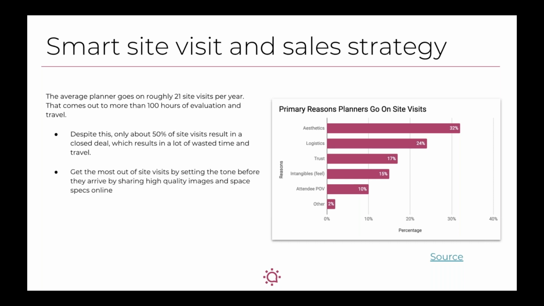We see our savviest customers get the most out of site visits by setting the tone before the planner arrives via sharing high quality images and space specs online. Like we mentioned, the presentation layer at its core is a shareable link. So having something dynamic to share with a planner before and after a site visit really helps you stand apart when your comp set is sending one-pagers and static images with a whole bunch of text. It also lets you spend less time in person introducing your planners to these spaces because they've probably already self-selected a few that they think are going to work best for them.